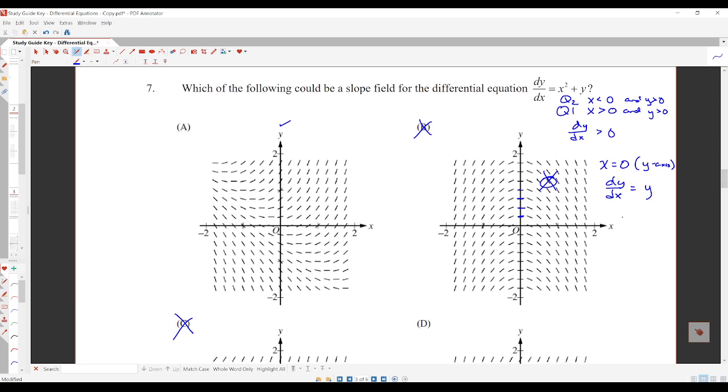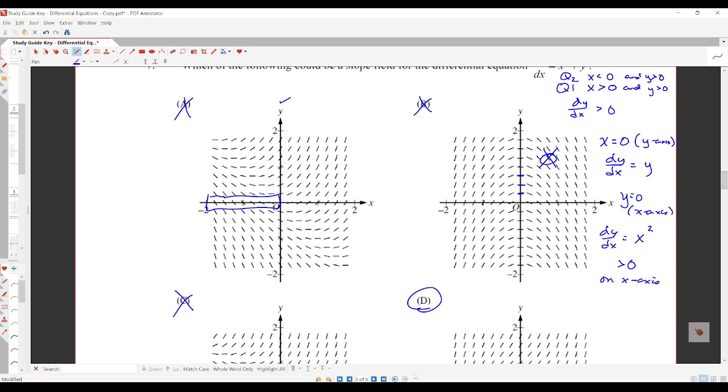Now, what happens if y is 0? If y is 0, now we're looking at the x-axis here, then dy/dx is whatever the x is squared, which means dy/dx better be positive on the x-axis. And if I look at A over right here, those slopes are negative. So A cannot be it. Therefore, it's got to be D. So again, there are a few different things you could do. Go quadrant by quadrant. Sometimes that helps. Take the axes. And there are a few other options you could do. You could even start your own little table and build and see what you get that way. All right, we'll continue with number 8 in the next video.